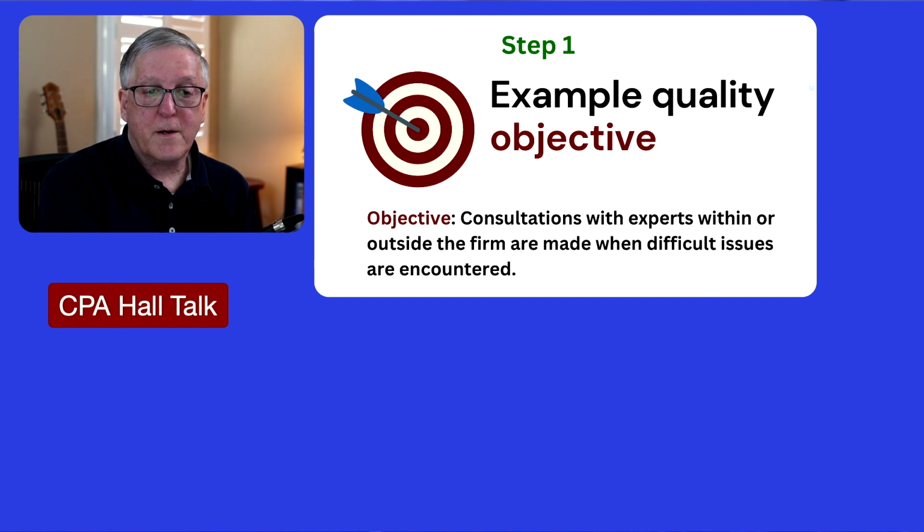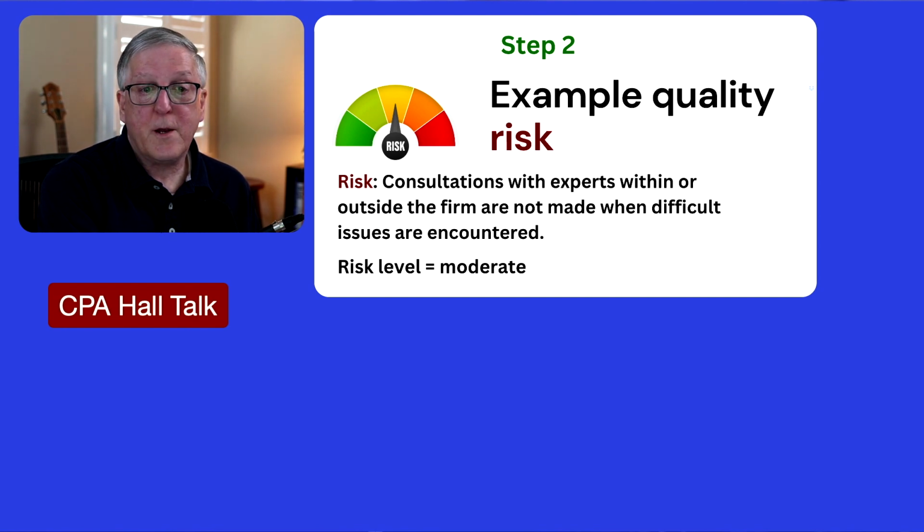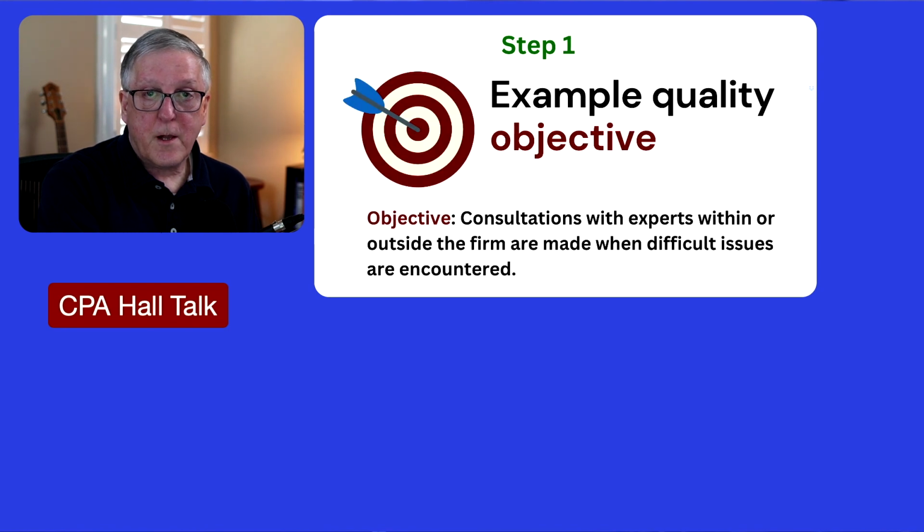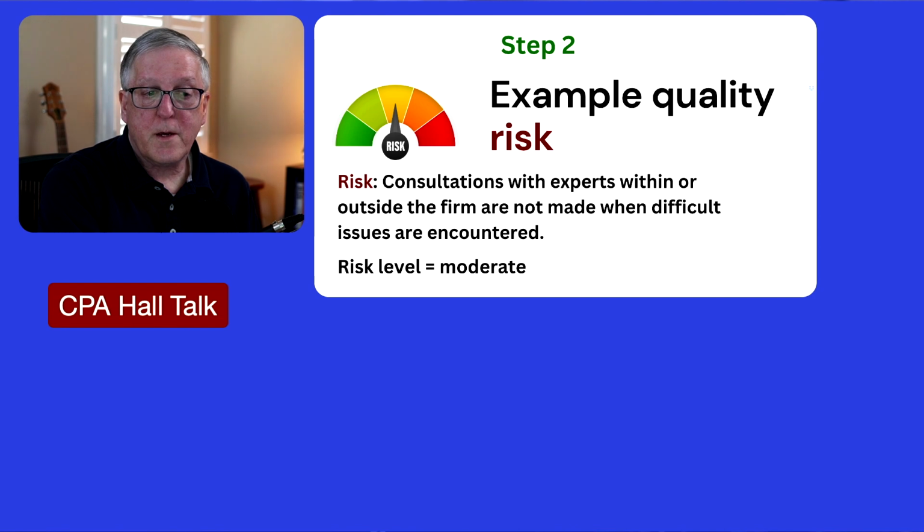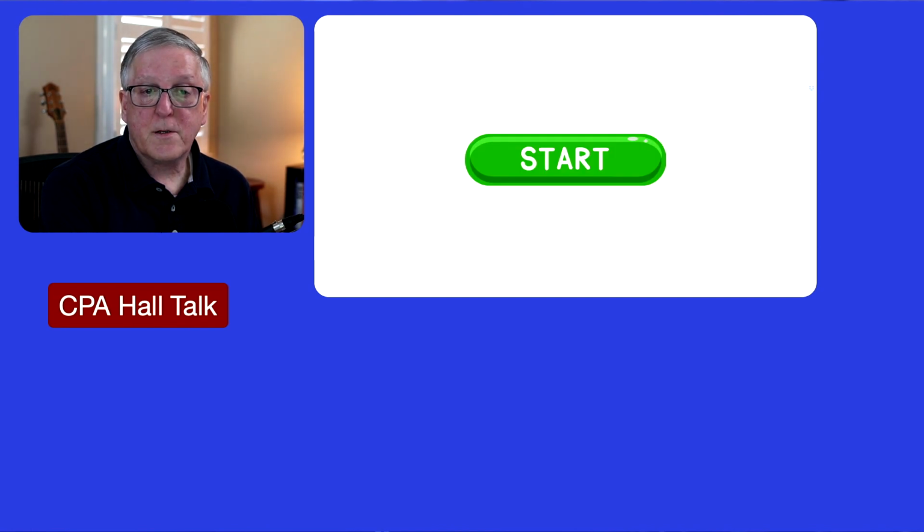So here's an example. First, we develop an objective. Maybe the objective is that consultations with experts within or outside the firm are made when difficult issues are encountered. That would be our goal. The risk is that we don't do that. And maybe we assess the risk for this element at moderate. So you're going to develop the objective, develop the quality risk, and then you're going to assess the risk. And of course, the higher the risk level, the more you'll need to do in your responses to deal with the risk. The lower the risk, the less you'll need to do in terms of responses.